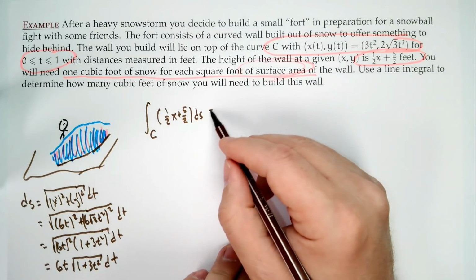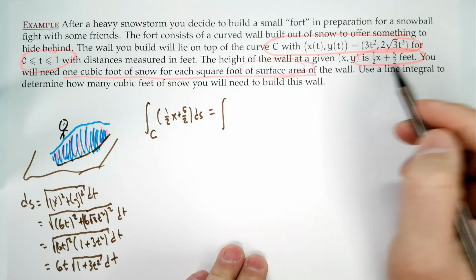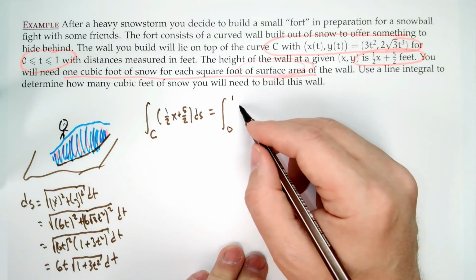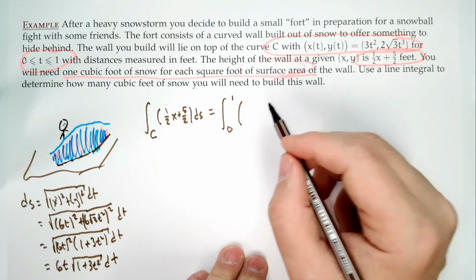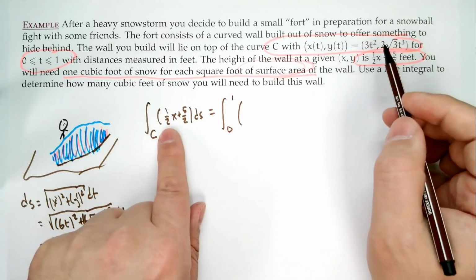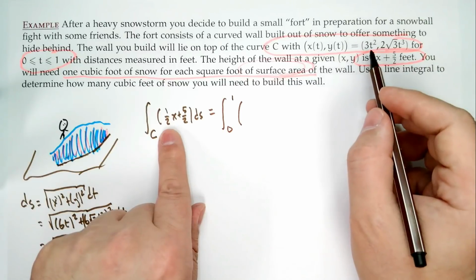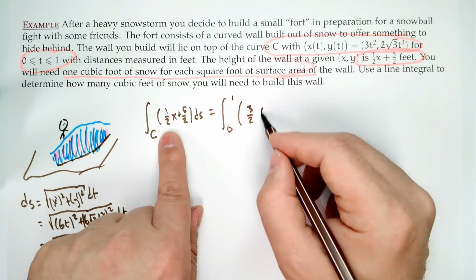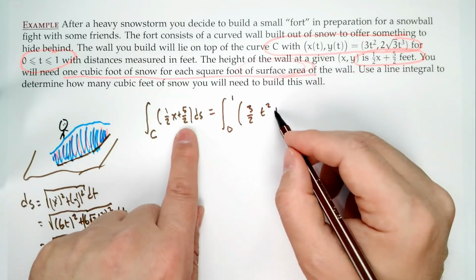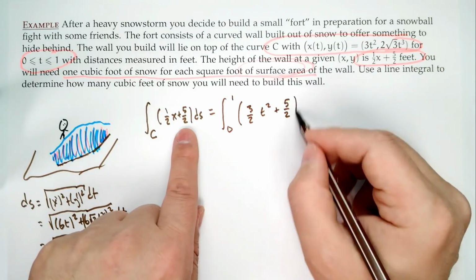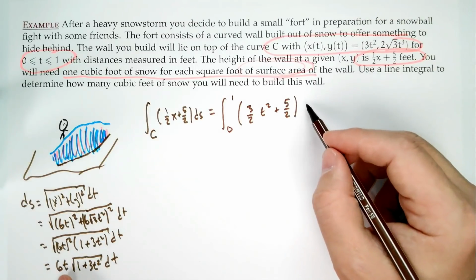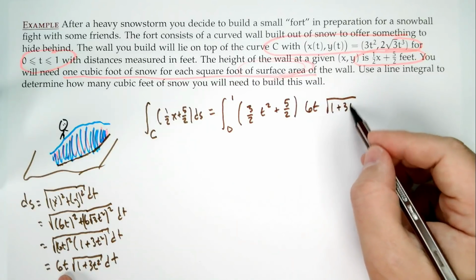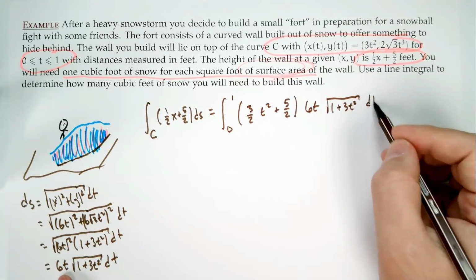This will become the integral. We update, our time bounds are going to be 0 to 1. We update what we're integrating, so we're going to integrate 1/2 times x. So that's going to be 1/2 times 3t squared. So that's 3/2 t squared plus 5/2. Okay, ds is going to become 6t square root 1 plus 3t squared dt.